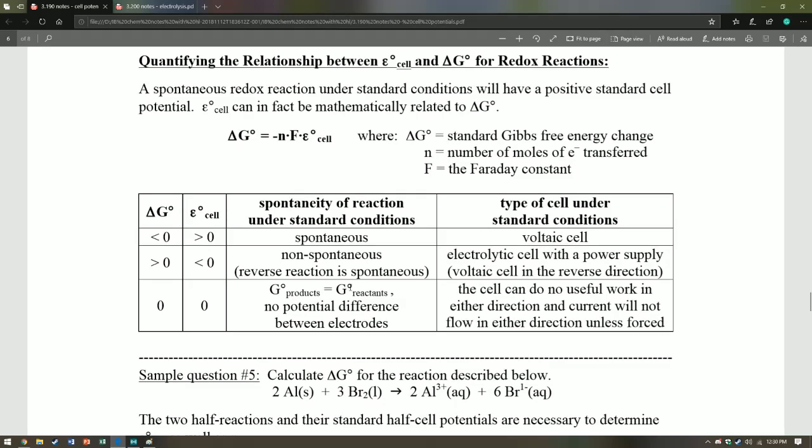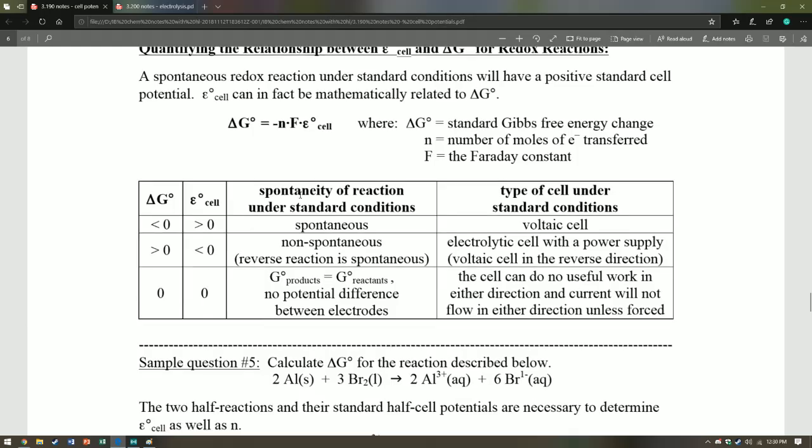Here's a little table relating all the possible signs to the electromotive force of a cell and the Gibbs free energy. What I think is most important to remember is that delta G and E are negatively proportional. Delta G is proportional to the minus of E, so that's what you should remember.